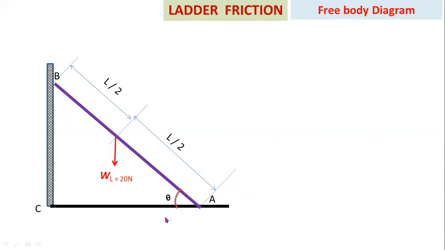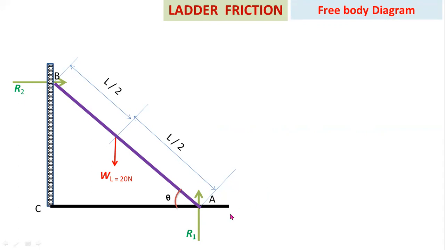Now you have to consider reaction forces. At the contact surfaces you have to consider reaction forces. So this is the reaction force at point A and this is the reaction force at point B. Here the support is vertical, so you have to consider horizontal reaction. Here the support is horizontal, so you have to consider vertical reaction.